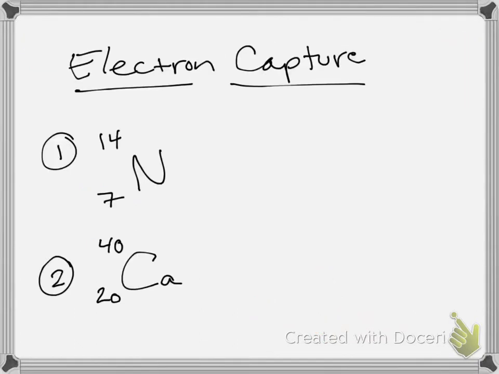All right, go ahead and pause the video and try to show the electron capture reactions for nitrogen and calcium. Now remember, during electron capture, you have to write the electron before the arrow, like this. Go ahead and pause and finish these reactions.